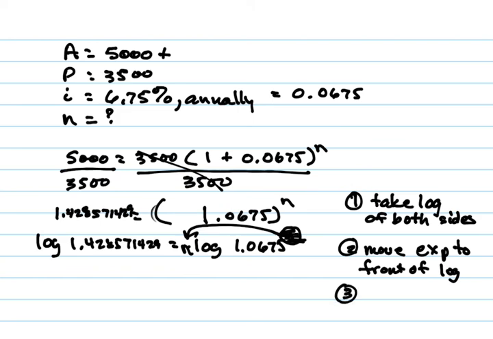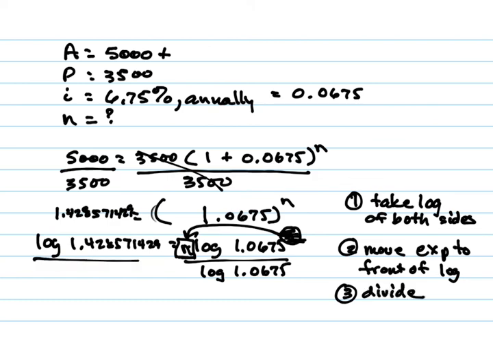Then, I need to get this n by itself. It's connected to multiplication, so I'm simply going to do division. So I'm going to divide both sides by the log of 1.0675. So divide. Okay? And from that point, your calculator can do this work. Right? But remember that you want to use brackets because I want the log of the top and then divide that by the log of the bottom.